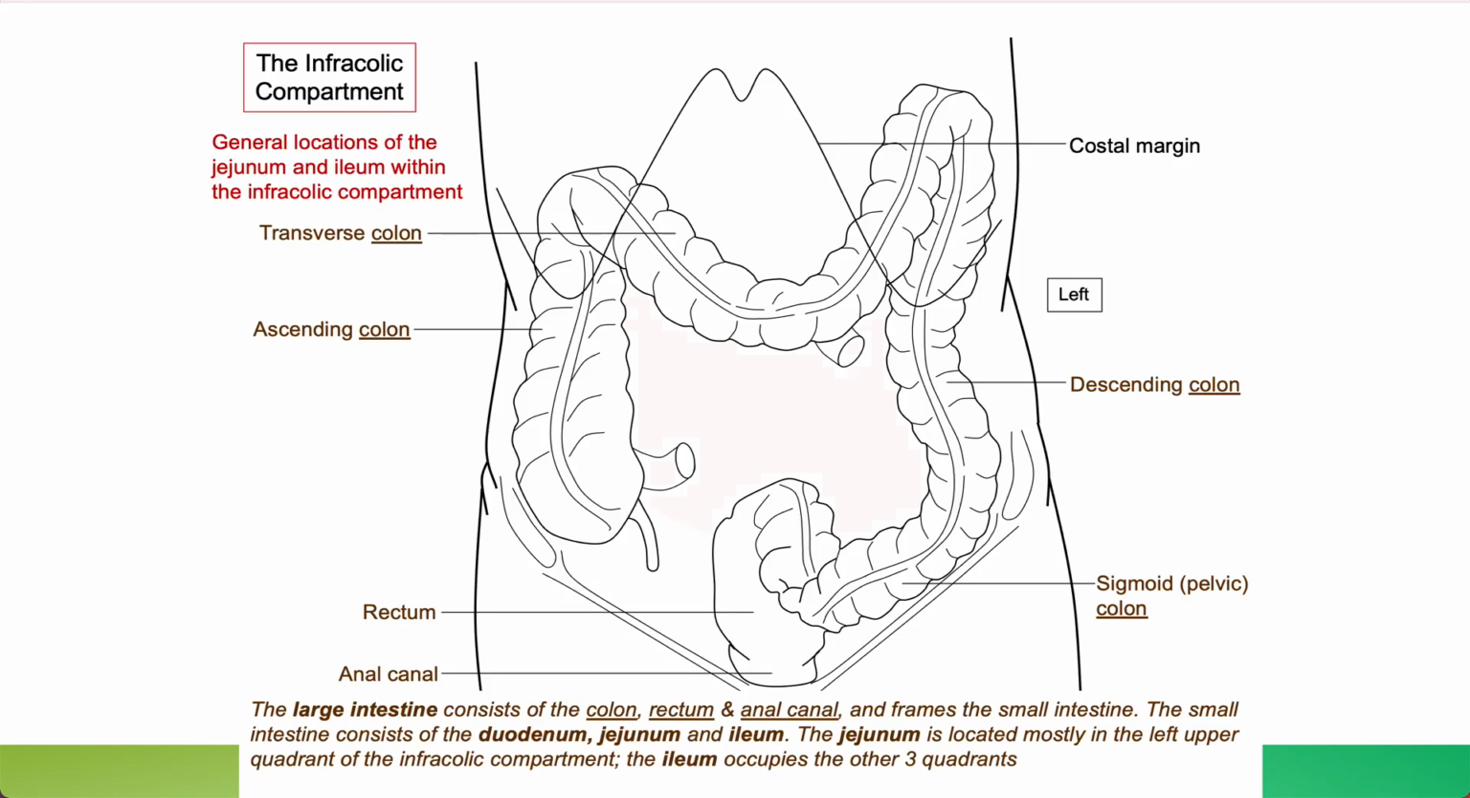Are we good? Now, that is important. What is this pink area? That is the infracolic compartment. And I cross this, this is my target. So this is my infracolic compartment. Jejunum lives here, upper left, and the remaining three are for the ileum.